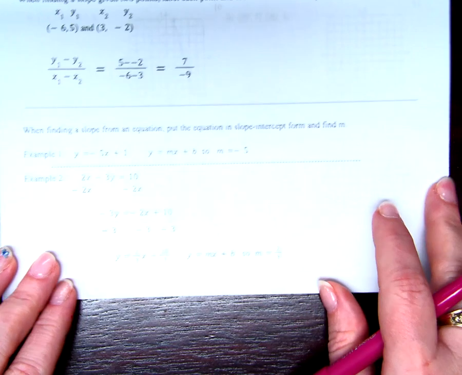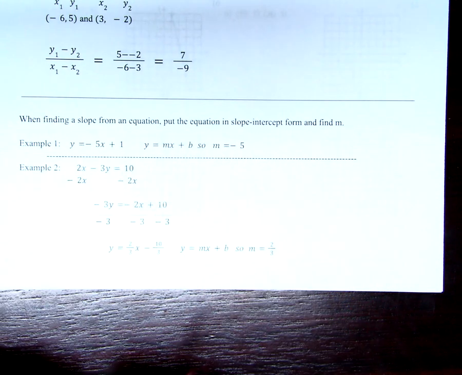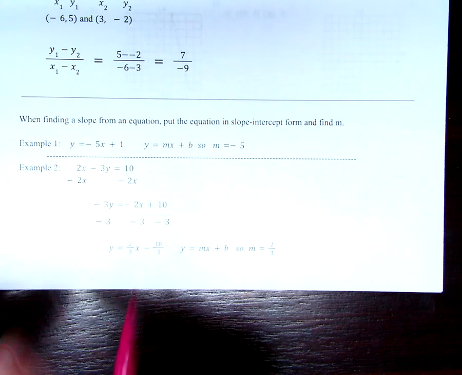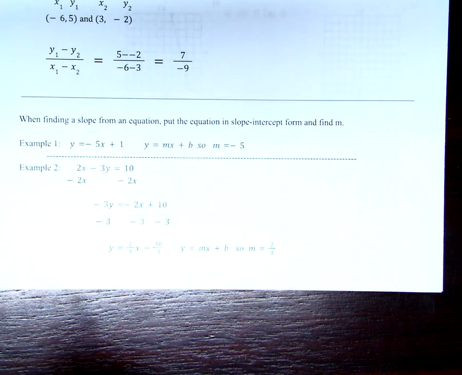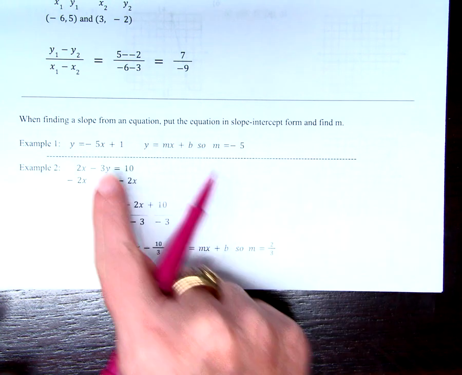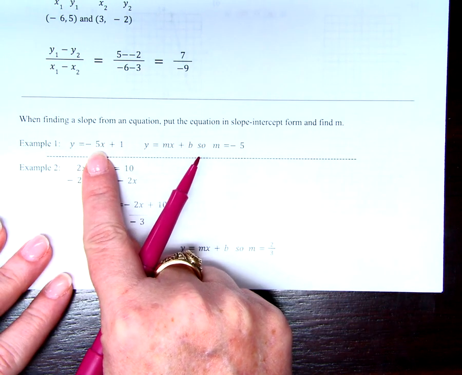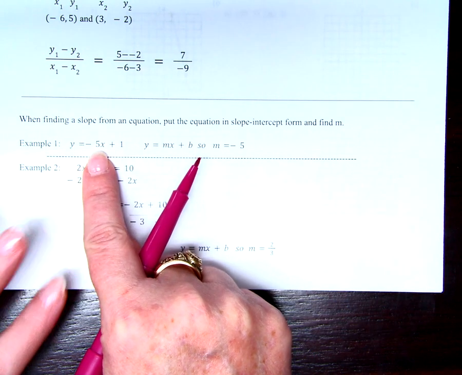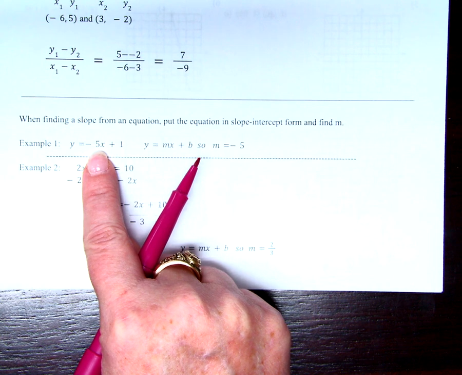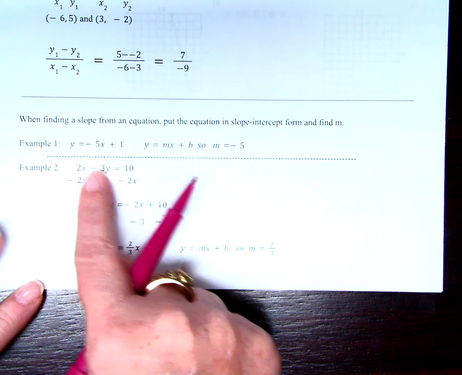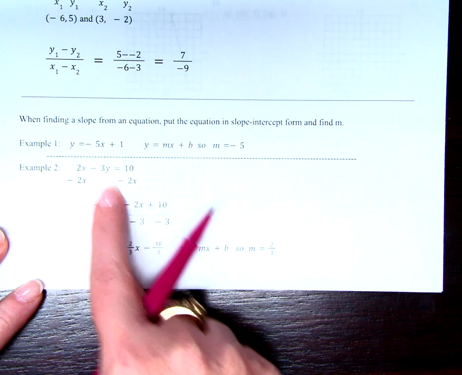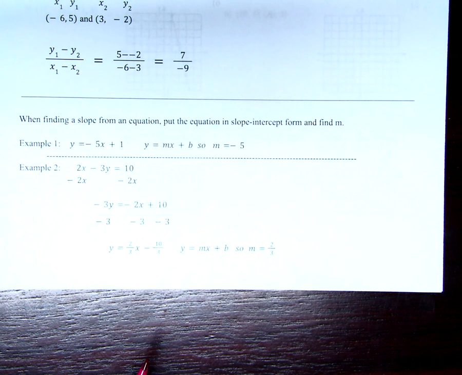When finding the slope from an equation, put the equation in slope-intercept form and then find m. Where is m always going to be? With the x, right? Now, if it's in slope-intercept form, is it first? Yes, right? But if it's not in slope-intercept form, where is slope always? With the x, okay? The second example I showed you, if it's in standard form, how to get it in slope-intercept form to find your m. Does that make sense? Okay?